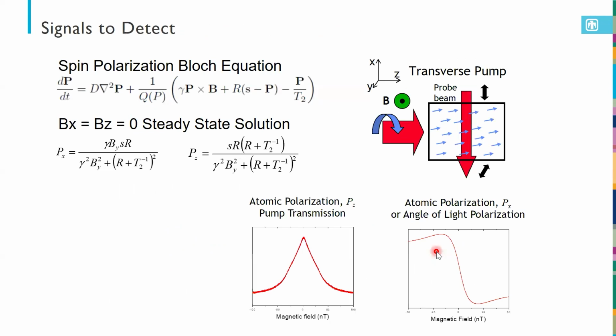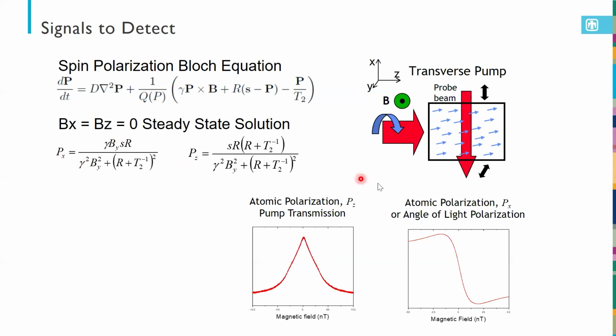Okay, so showing some more equations here. The z direction is along the pump beam in this schematic, and then along the x direction we have the probe beam. Turns out you can measure either with absorption of the pump, the polarization along the z direction, or with a perpendicularly propagating beam, you can measure this x component.